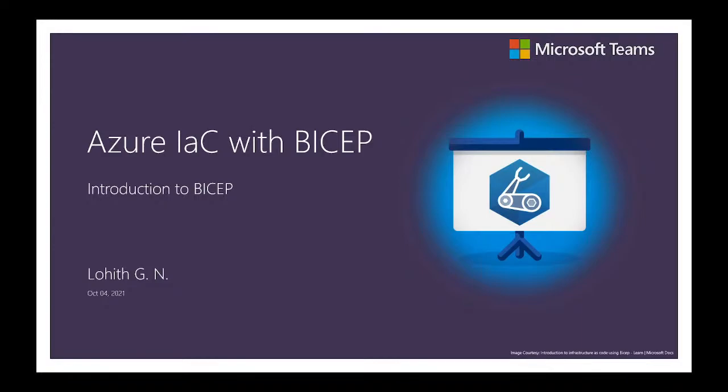Today's topic is something I've been playing around with for a while, and I'm beginning to like it more. That is Bicep. It's not the Bicep that we all think of. I titled it Azure IaC, which stands for Infrastructure as Code, with Bicep. It's going to be a very brief introduction to what Bicep is, why you need Bicep, how it works, and what the benefits are.